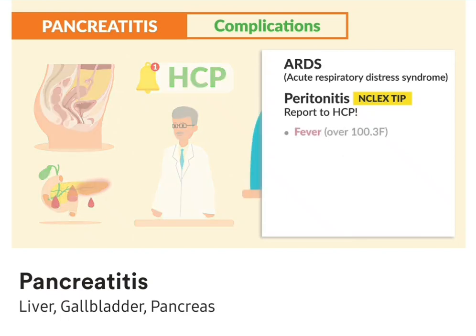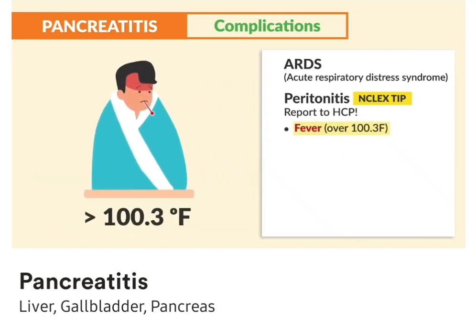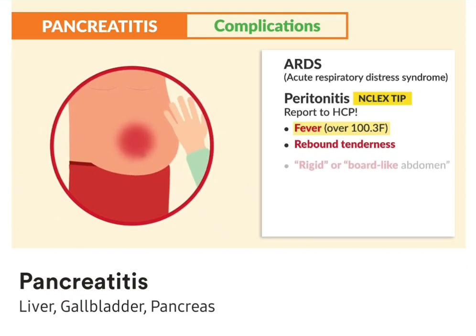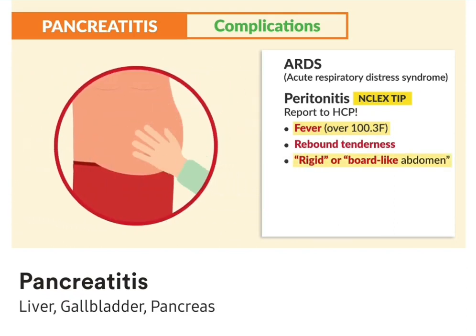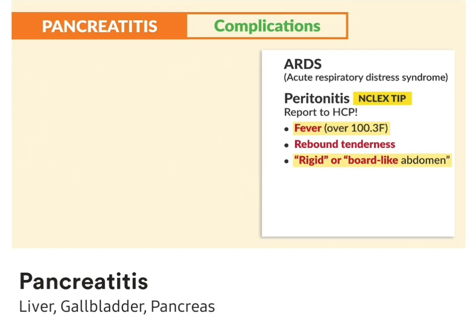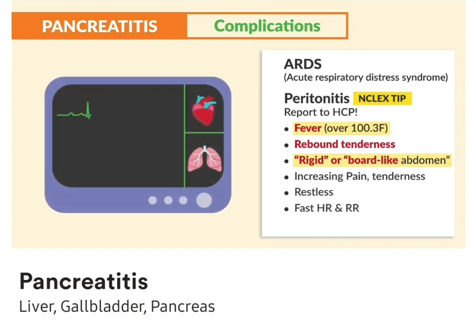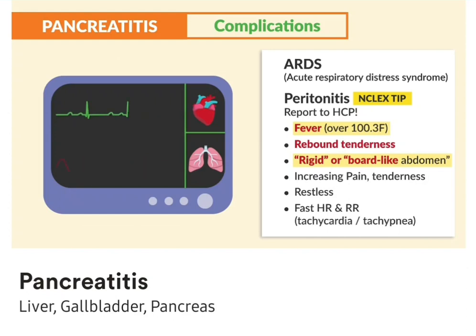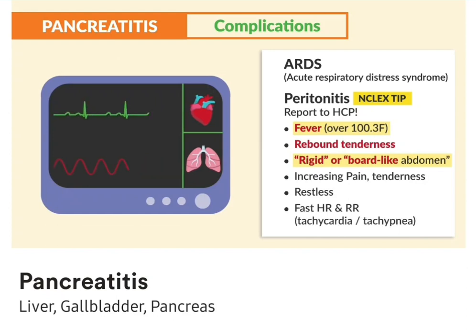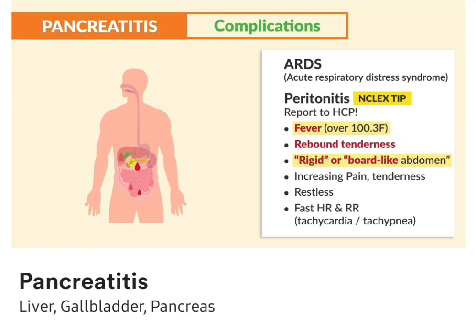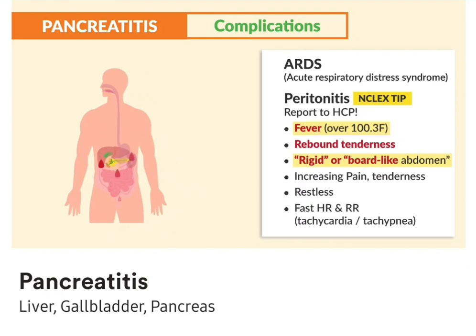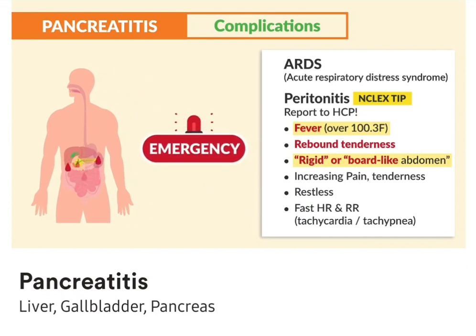So we always assess for and report to the HCP. Write down these top three here. A fever over 100.3, rebound tenderness, as well as a rigid or board-like abdomen. Those three are the most commonly tested out of 10,000 questions, as well as increased pain and tenderness, restlessness, and a fast heart rate and respiratory rate, known as tachycardia and tachypnea. This typically means internal bleeding, and it could mean deadly peritonitis and the patient goes septic and dies. So this is a big medical emergency here. So make sure to pause the screen and write those down.